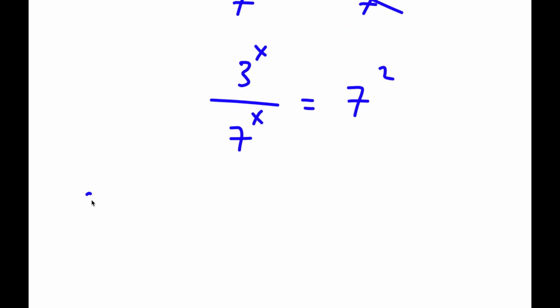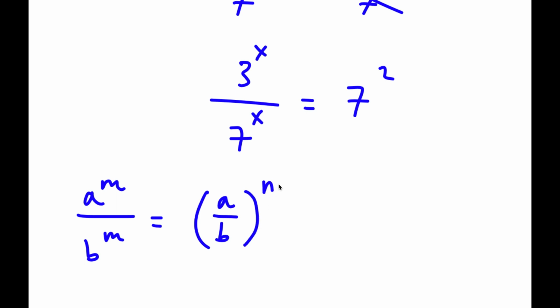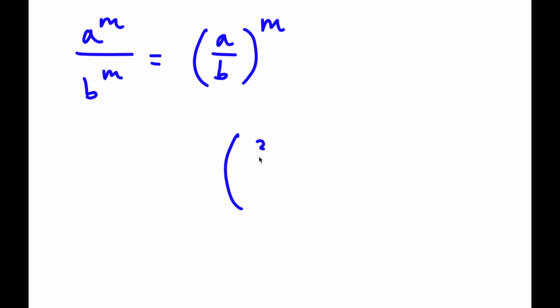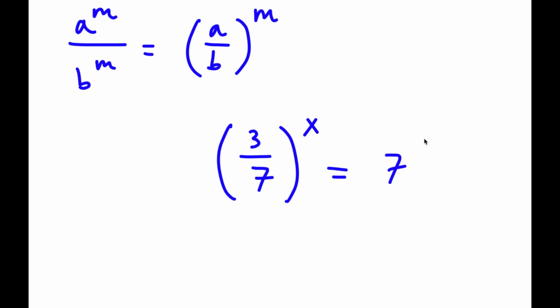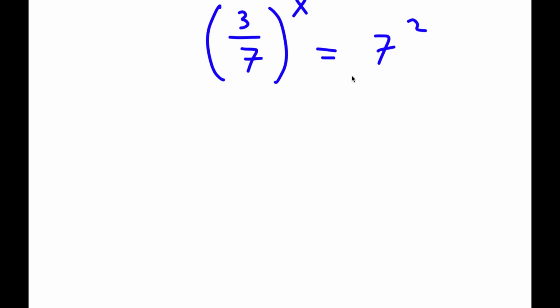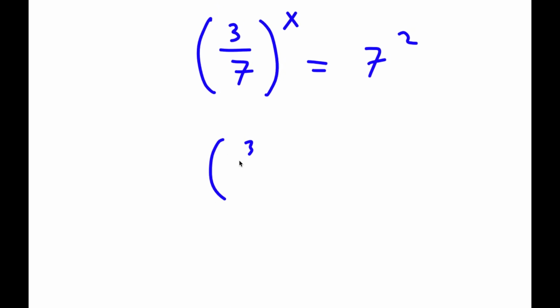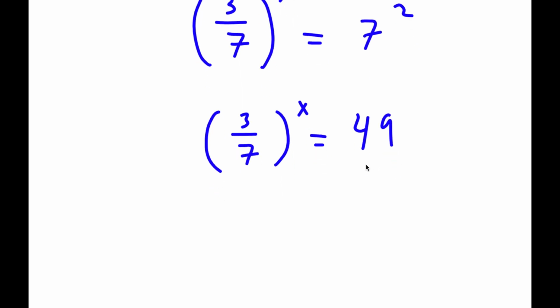Now if I have something in the form a to the power of m over b to the power of m, this is equal to a over b to the power of m. So 3 to the power of x over 7 to the power of x is going to equal 3 over 7 to the power of x, which is equal to 7 to the power of 2. Now, 7 to the power of 2, that's the same thing as 49, so I have 3 over 7 to the power of x is equal to 49.